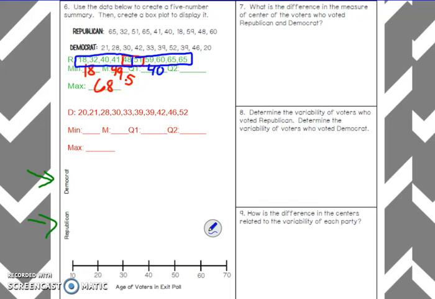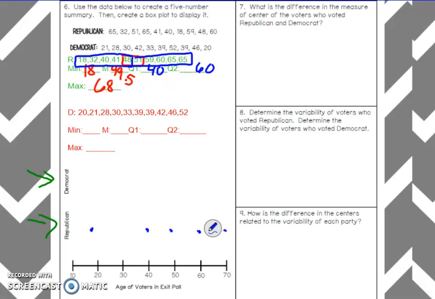These are my top half. So my quartile 3 is 60. So if you were able to get all that, good job. Now let's go ahead and graph that. So on my Republicans down here, I'm going to graph 18, which is about here, 49, I'm sorry, 49.5, 40 is here, 60 is here, and 65 is over here somewhere.